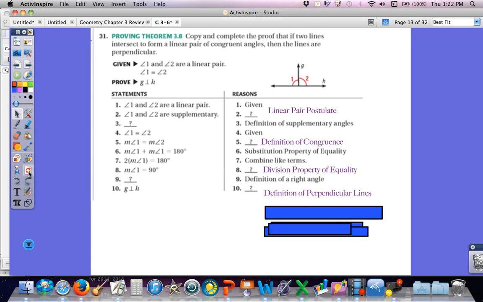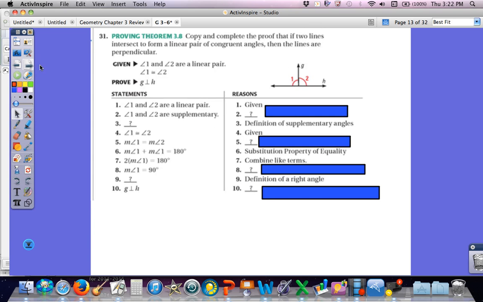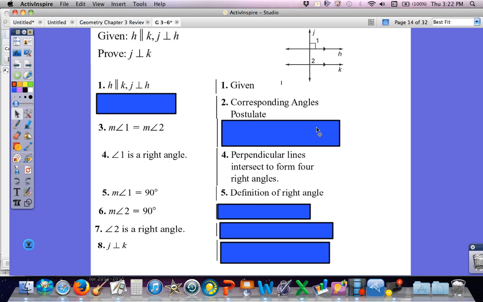Okay, let me reset this one. And we have another proof that I want to do with you guys just to give you a little bit more practice on proofs. So if you want, you can freeze this, try and get the answers. But you're given that H is parallel to K and J is perpendicular to H. We want to prove that J is perpendicular to K. Yes, there's a theorem that says that, proving that theorem.